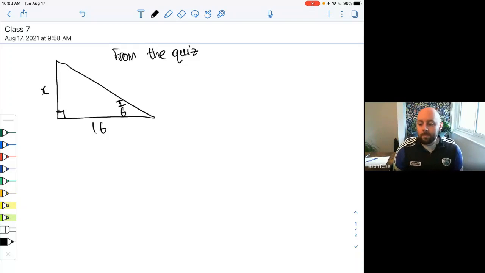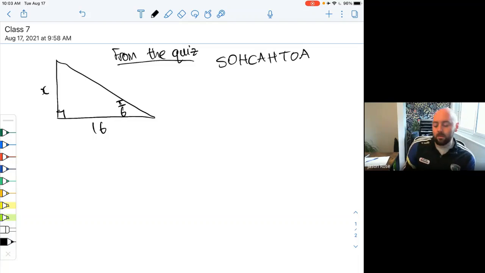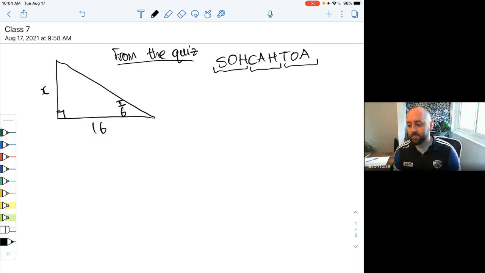Okay, so one of the things we did last week in trigonometry, we did a lot about right angle trigonometry. You might remember that we did this word SOHCAHTOA, and it meant sine opposite over hypotenuse, cosine adjacent over hypotenuse, tan opposite over adjacent. So this word SOHCAHTOA is a way to remember that.